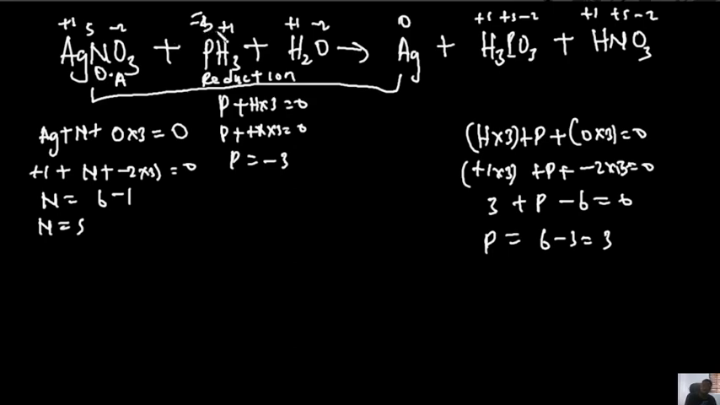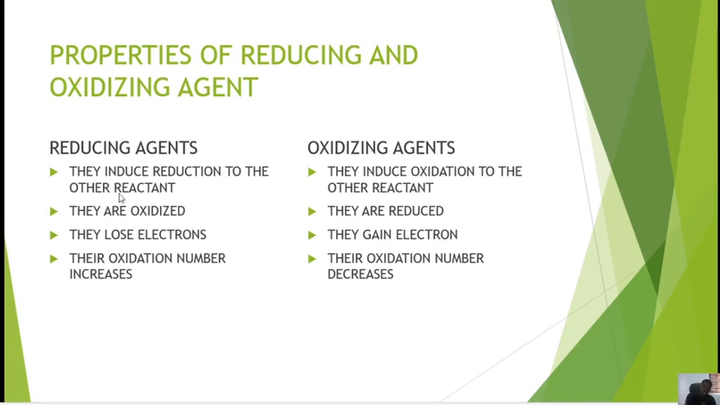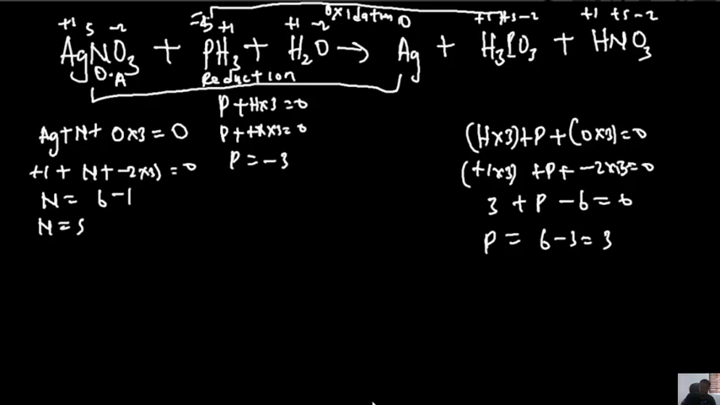Now let's consider this. Phosphorus here used to be -3, but then when it crossed over, it became +3. From -3 to +3 is an increase, and that is oxidation. So which of these two agents is involved in oxidation or is oxidized? You notice that that is the reducing agent. The reducing agent is oxidized. Hence, you would have that.